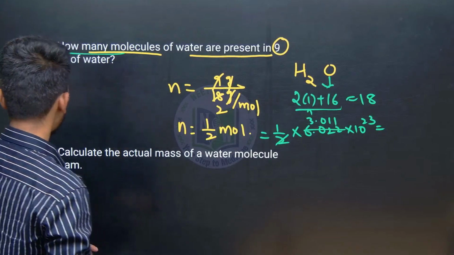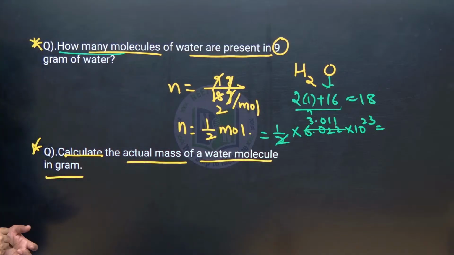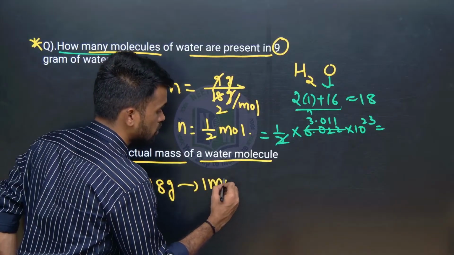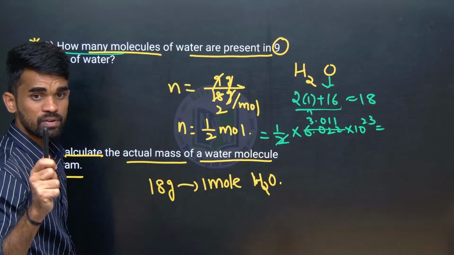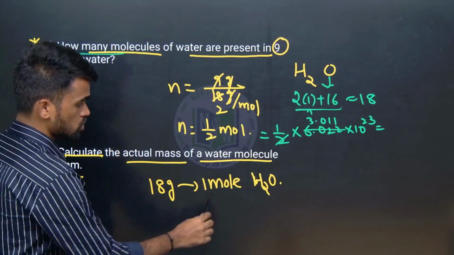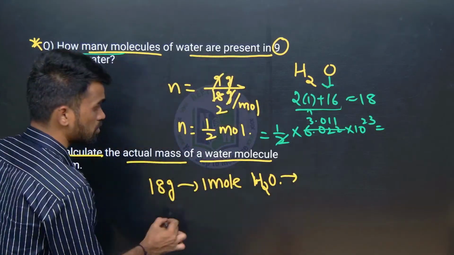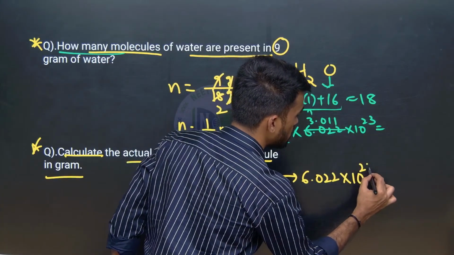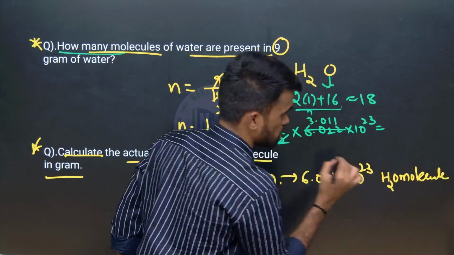So now calculate the actual mass of a water molecule in grams. It means 18 grams is the weight for 1 mole of water. I am asking you not for 1 mole, I want it for 1 molecule. So 1 mole means how many water molecules? This 18 grams is the weight for 6.022 into 10 power 23 water molecules.